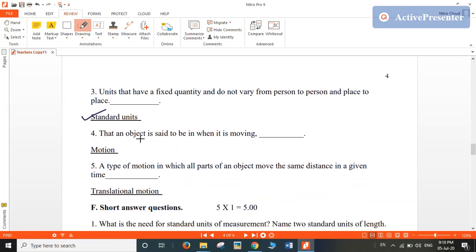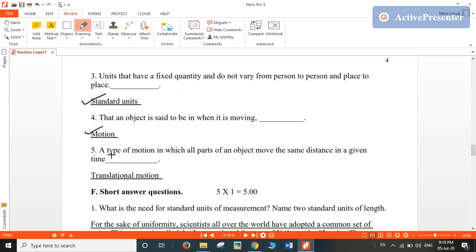An object is said to be in motion when it is moving. So when an object is moving, then we can say it is in motion, because it will change its position or it will travel some distance in a time.